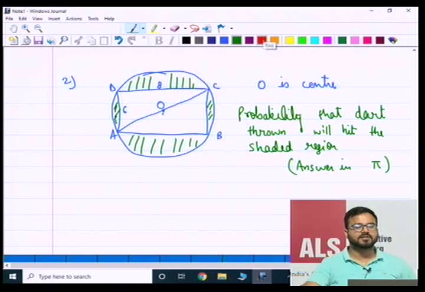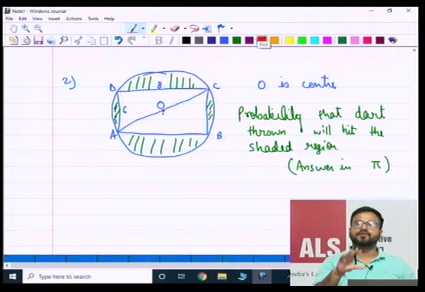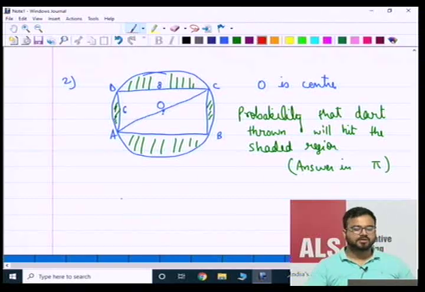See, when we solve this one, since we have to find that the dart thrown will hit the shaded region, the favorable region is the shaded region. We have to find the area of the shaded region divided by the total area. So the total area is in the shape of a circle, so we need the area of the circle, and for that we require the radius.